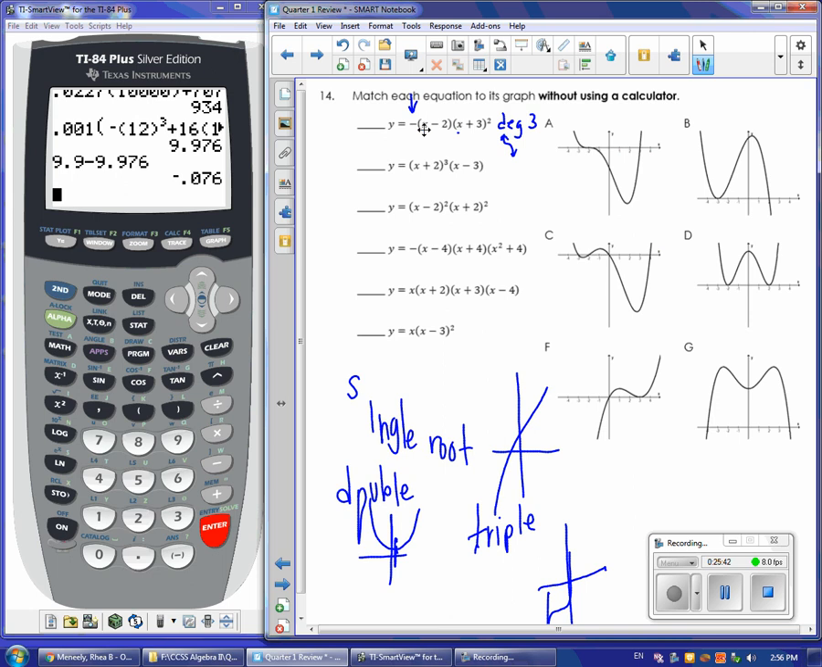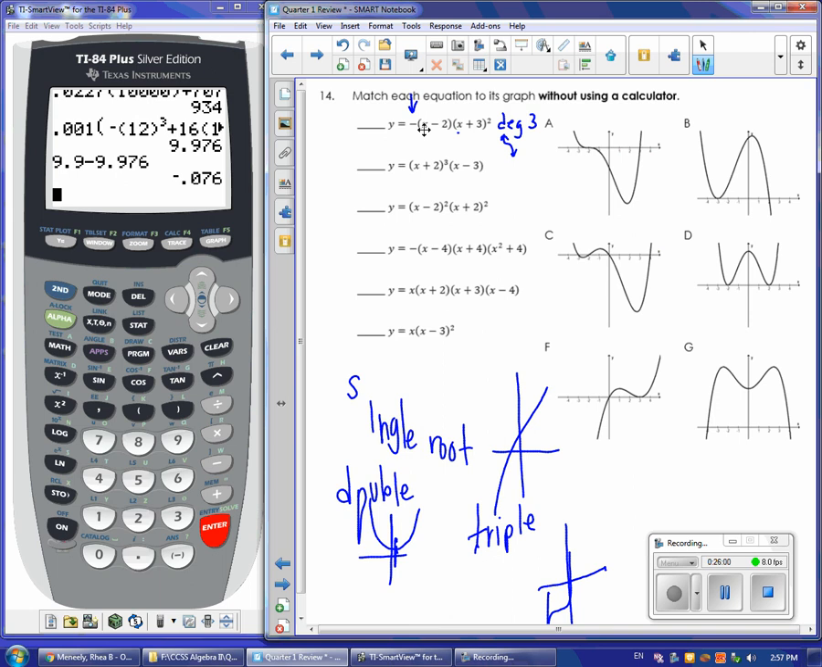So that's important because that's going to rule out A, it's going to rule out C and D. It's actually going to rule out everything but B. I mean, if I look at just the degree and which direction it's going, I can actually identify the graph just from that. So I know my answer is going to be B.